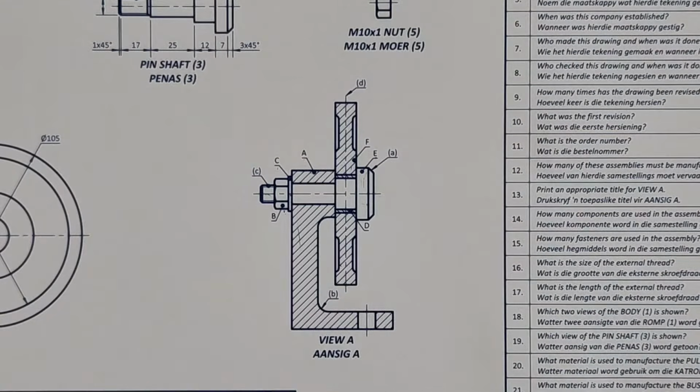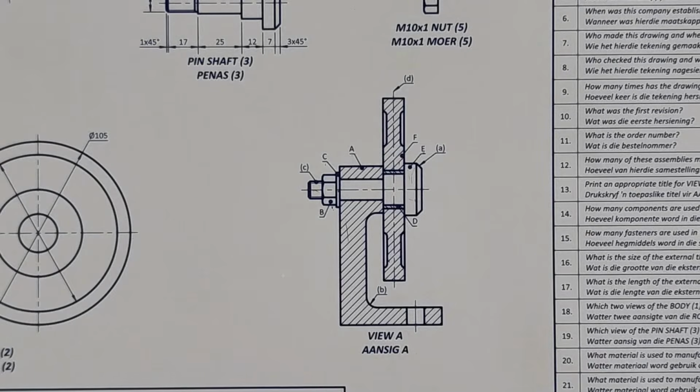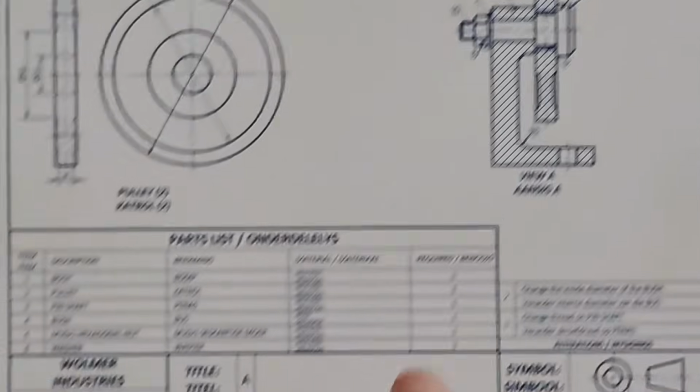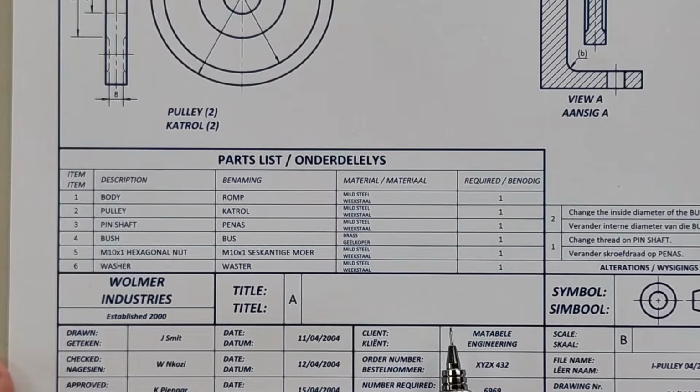Ja, jy kan in Engels skryf. Hier is die Afrikaans wel vir jou, nee? Alright, dan die volgende, druk skryf die titel vryarm in die voorsiene spasie. So here you write in the title, please make sure you enter your guidelines. Number 3, determine the scale of the drawing and print it.